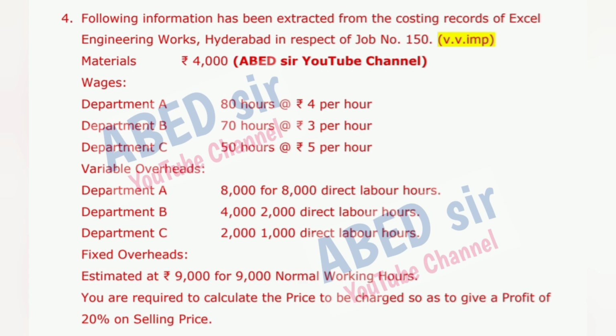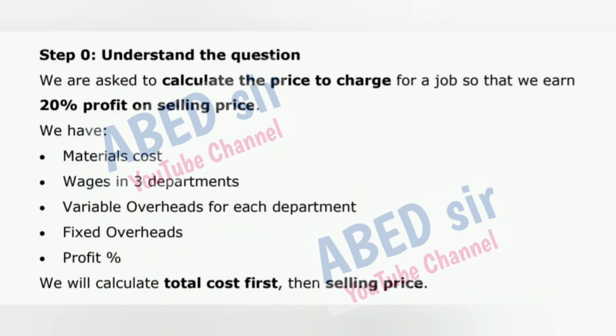The following information has been extracted from the costing records of Excel Engineering Works, Hyderabad, in respect of job number 150. You are required to calculate the price to be charged so as to give a profit of 20% on selling price. Step 0. Understand the question. We are asked to calculate the price to charge for a job so that we earn 20% profit on selling price. We have materials cost, wages in 3 departments, variable overheads for each department, fixed overheads, profit percent.